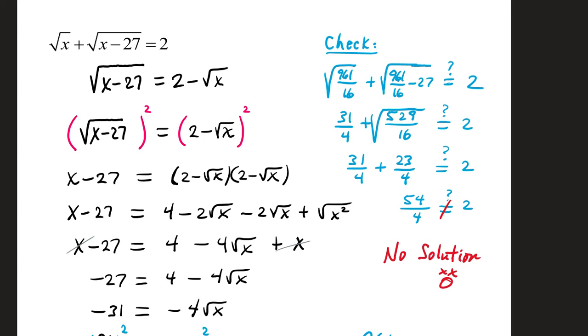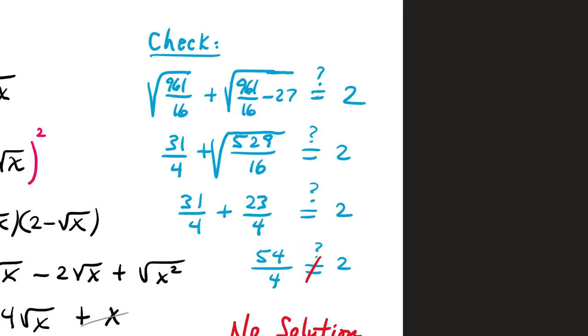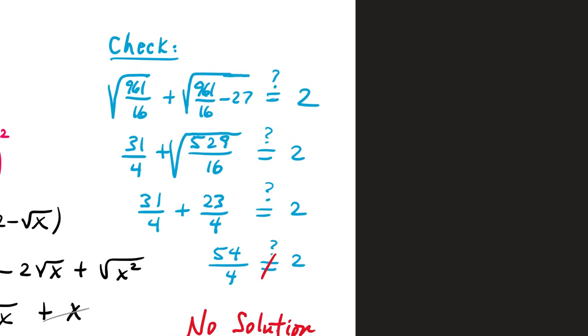So that's our candidate. Remember that you don't always get to keep your answers. With square root equations, you have to check them. So in the original problem, I came over here to the side and I substituted in 961 over 16 in place of x. So we have square root of 961 over 16, which is 31 over 4. 961 over 16 minus 27, that's 529 over 16. That has a perfect square root of 23 over 4.